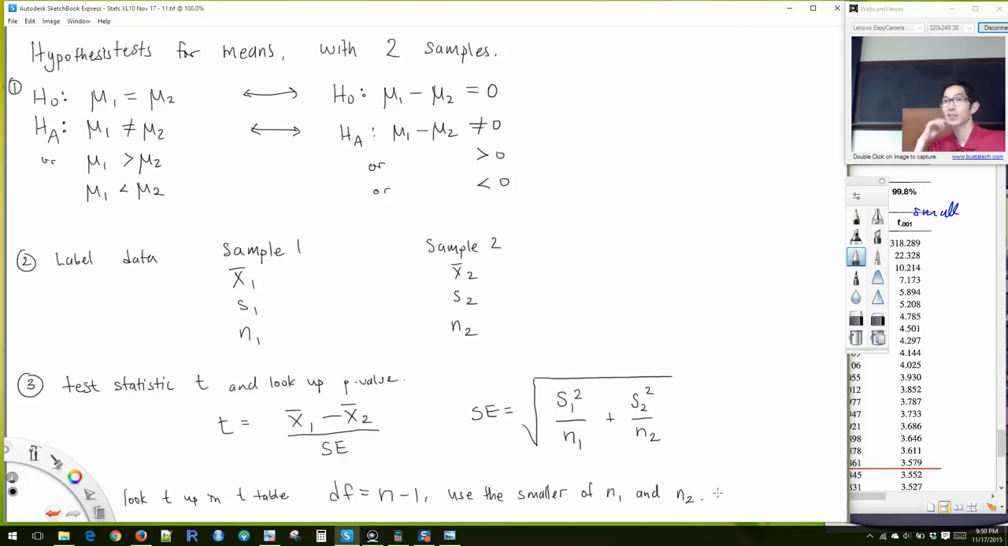Everything good? And then at the end of this, the conclusions are exactly as they were before. I don't have to rewrite that entire slide, okay? So then step four would be make your conclusion, same as before, compared to the alpha and whatnot. Just one thing, okay?